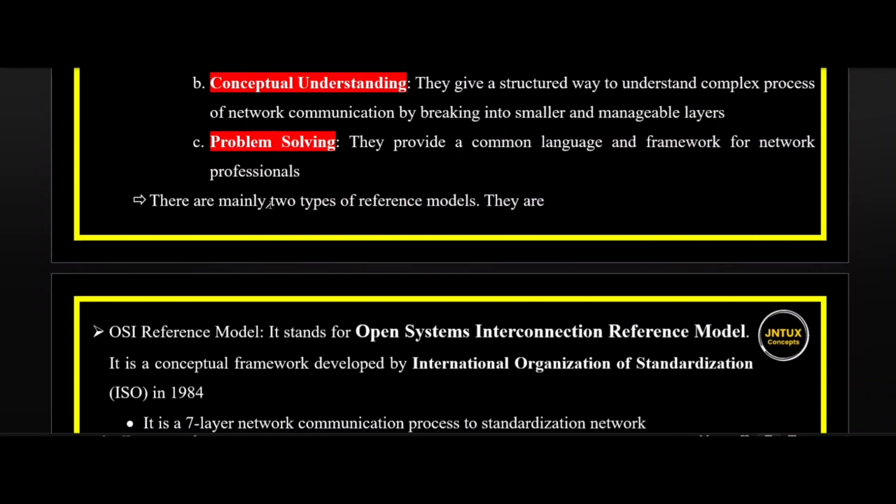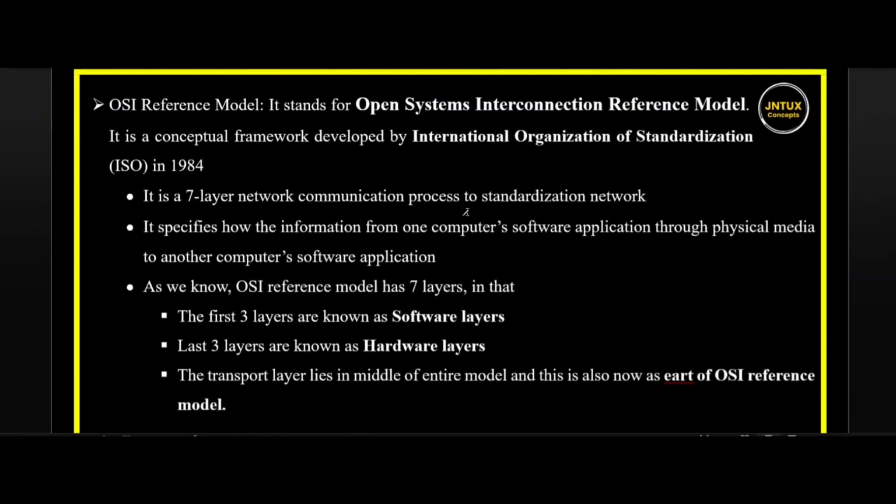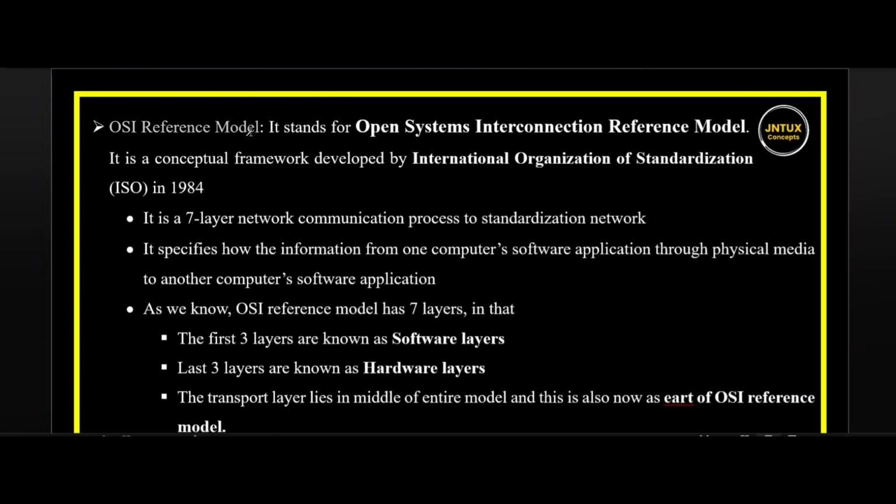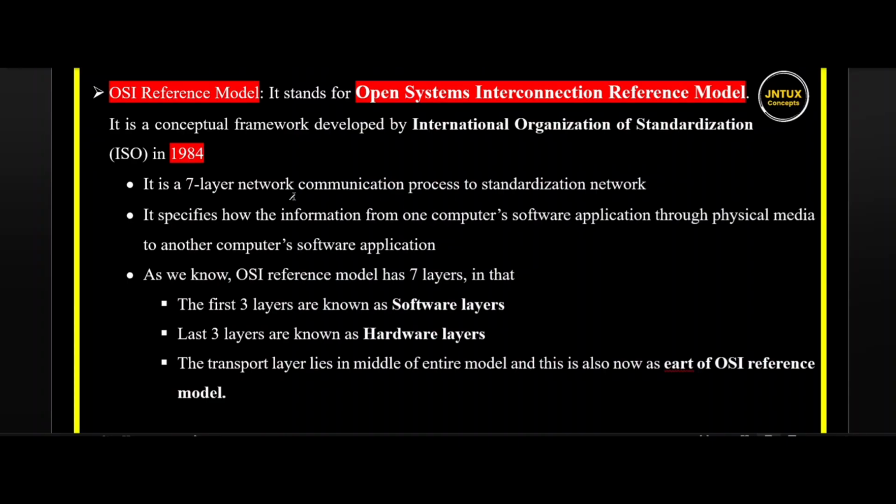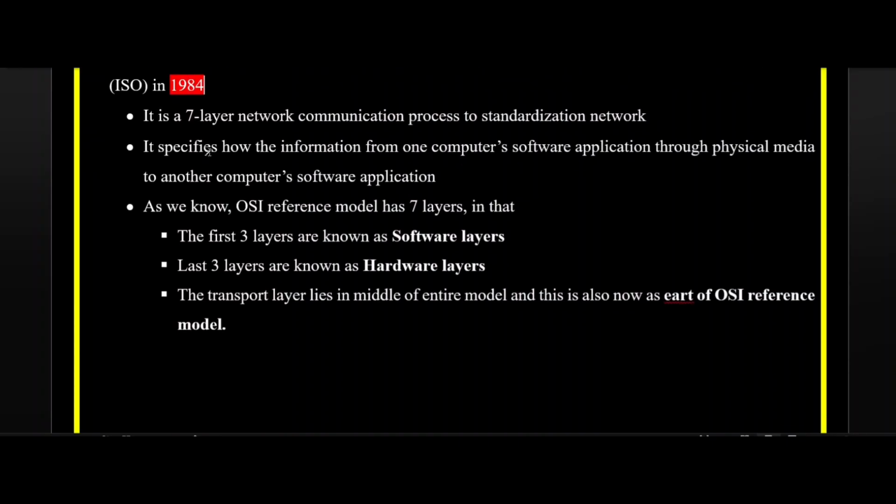There are mainly two types of reference models which are popular or more often used. The first one is the OSI reference model. OSI stands for Open Systems Interconnection Reference Model. It is a conceptual framework developed by the International Organization for Standardization, that is ISO, in 1984. It is a 7-layer network communication model for standardization of networks. It specifies how the information from one computer's software application moves through physical media to another computer's software application.